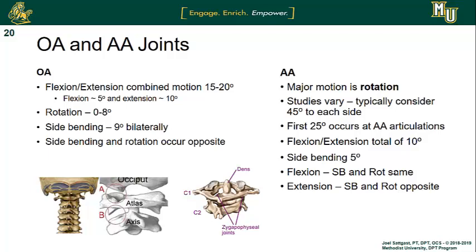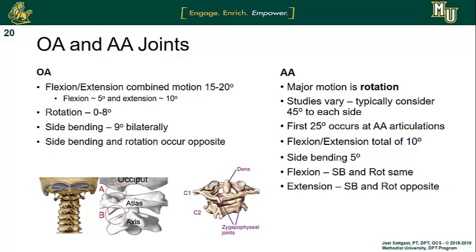However, they occur opposite each other. So if you side bend to the right, you rotate to the left. So it's opposite what we see elsewhere in the cervical spine, essentially below C2. At the AA joint, the major motion is rotation. This is where we get up to 45 degrees of rotation on each side. The studies do vary. Dutton, I believe, says approximately 45 degrees.